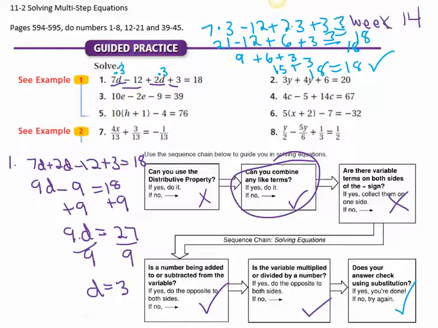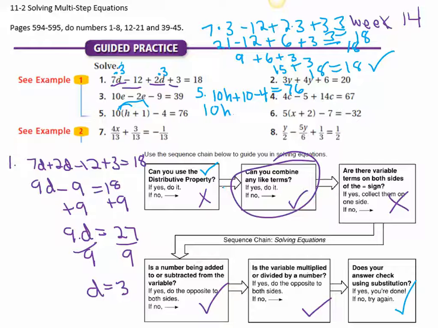So all of these problems will be done the same way. You won't have to use the distributive property in this worksheet. Oh yes, we will. Number 5, let's check. So can you use the distributive property? On number 5, it'll be a yes, because 10 parentheses h plus 1. So the first step on number 5, I'll put it right here, would be to use the distributive property. So we'd get 10h, because 10 times h, plus 10 times 1, minus 4 equals 76.